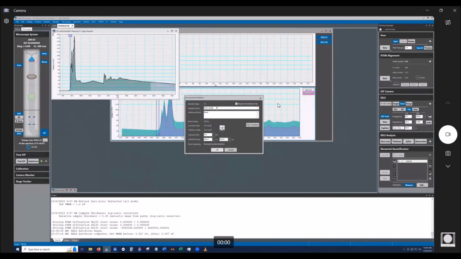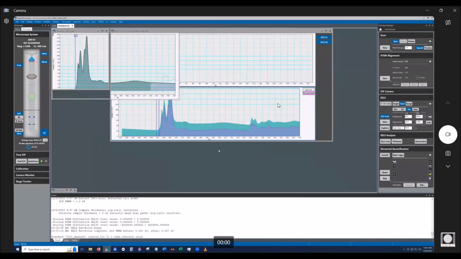Okay, so the standard name here, TiO2 anatase. Okay, I'll put the notes back in here. Basically, I want to specify, right, everything was filtered, so on and so forth. I'm going to make the range 450 to 520 because we don't want the oxygen edge in there. Okay, so this is what we have here. And there we go. Okay.